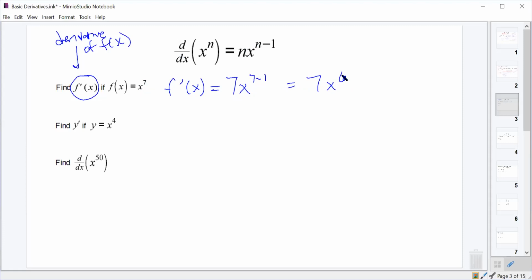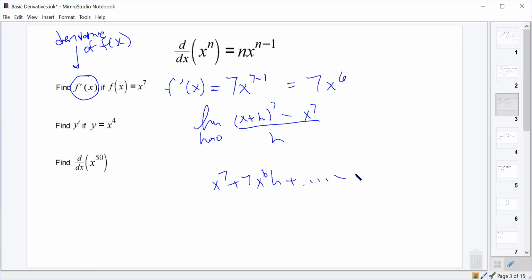All right. That's a lot better than doing this, right? The limit as h approaches 0 of x plus h to the 7th minus x to the 7th over h, and then expanding out x plus h to the 7th to x to the 7th plus 7x to the 6th h, and so on, and having to evaluate all that out. This is much easier, isn't it? It'd be good to know how to do it this way.